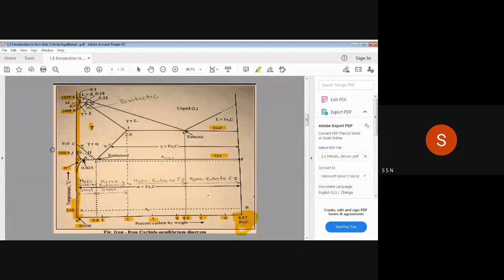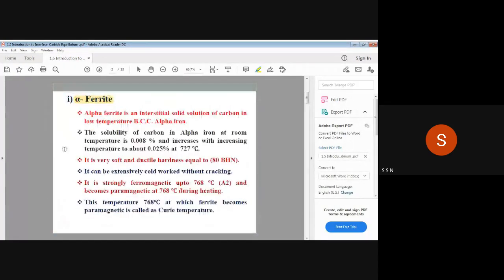So these are the 3 phases of iron present for pure iron, and that is represented on the y-axis, at 0% of carbon, 100% of iron. That must be known to you. Some more information regarding these 3 phases of iron we will take. So alpha ferrite is an interstitial solid solution of carbon in the low temperature BCC alpha iron.